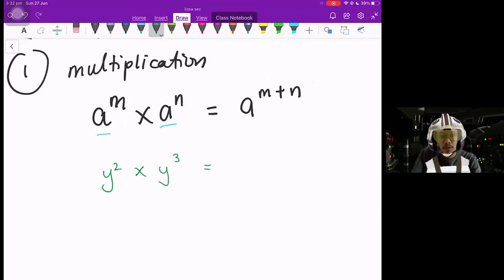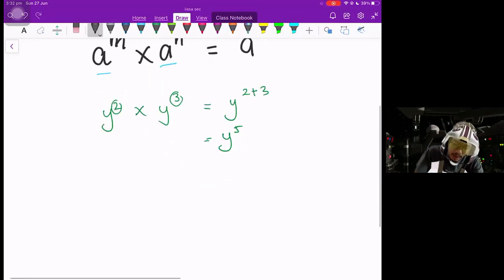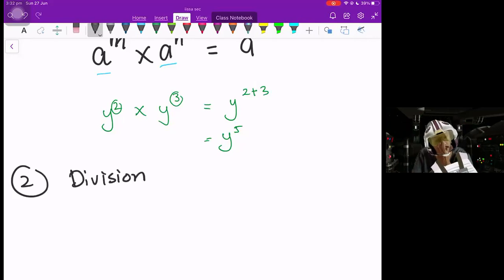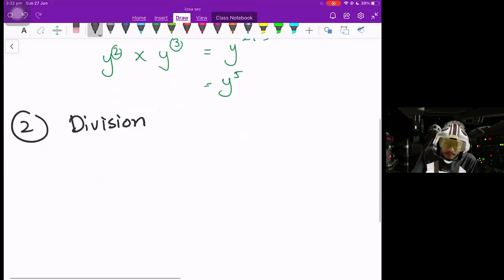So what do you need to do for this? It's going to be just y to the power of 2 plus 3. You just add the indices here. So it's going to be y to the power of 5. Okay, simple enough. Number 2, we have the division. What if you have a division? I'll give you an example.